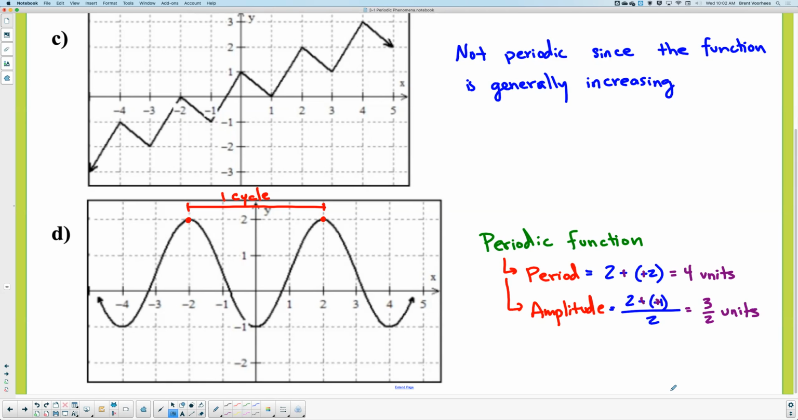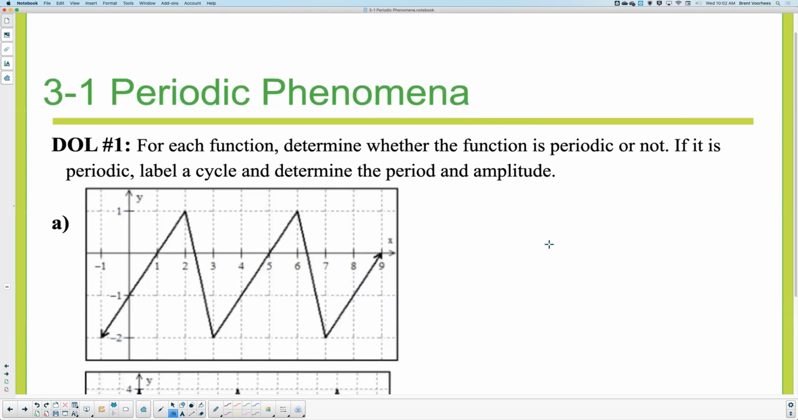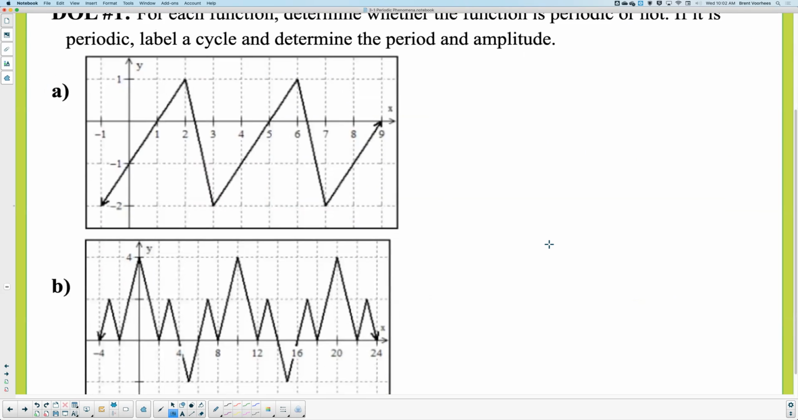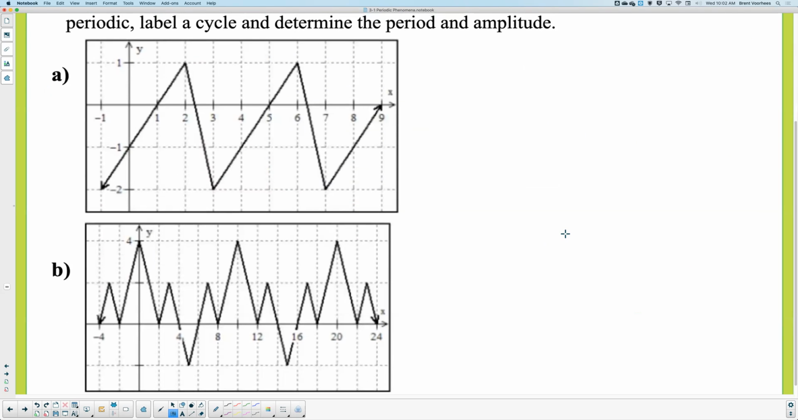Questions over that? All right, you have your first DOL. I'll give you just a few seconds. I want you to repeat exactly what I've done. Determine if these are periodic functions. If they are, label a cycle and find the period and amplitude. If it's not, just state what you think is wrong with it. All right, I'll give you a few moments.